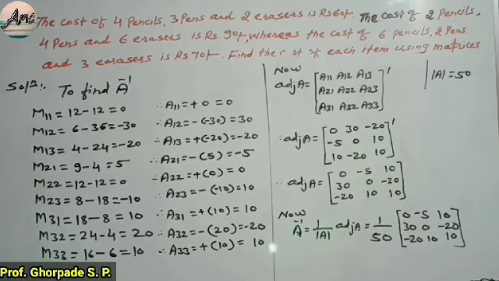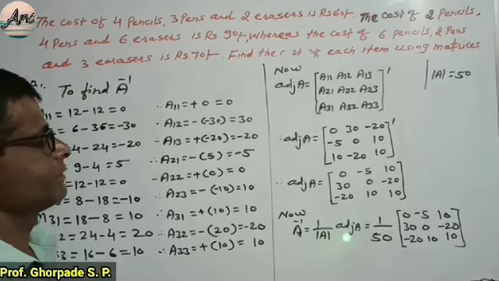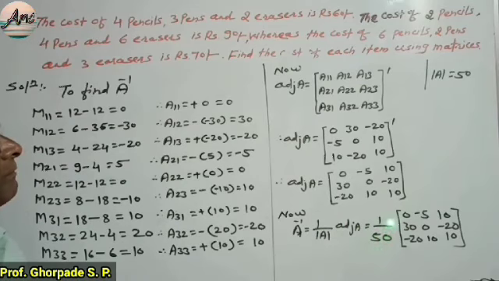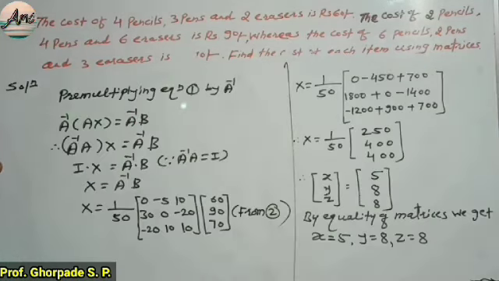So now A inverse equals what? 1 upon determinant of A into adjoint of A. Determinant of A is 50. So 1 upon 50 into the adjoint of A as it is. Pre-multiplying equation 1 by A inverse: A inverse into AX is equal to A inverse into B. So A inverse into A into X is equal to A inverse into B. A inverse into A is the identity matrix I. So I into X is equal to A inverse into B. Identity matrix into X is X. So X is equal to A inverse into B.